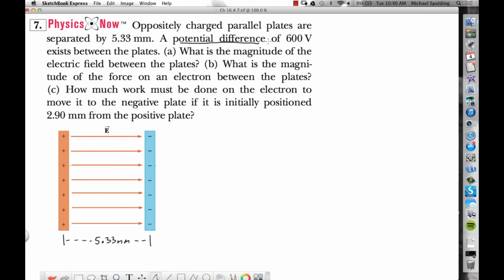Sometimes problems will say potential difference. Other times they'll use the word voltage. Potential difference and voltage are the same thing. So the potential difference is 600 volts. So here's what that means.